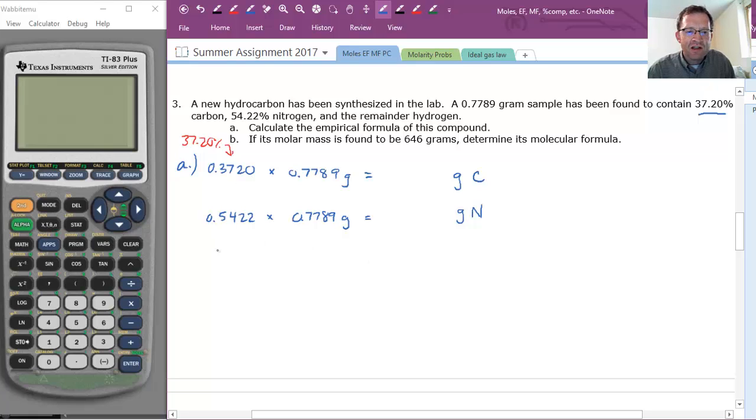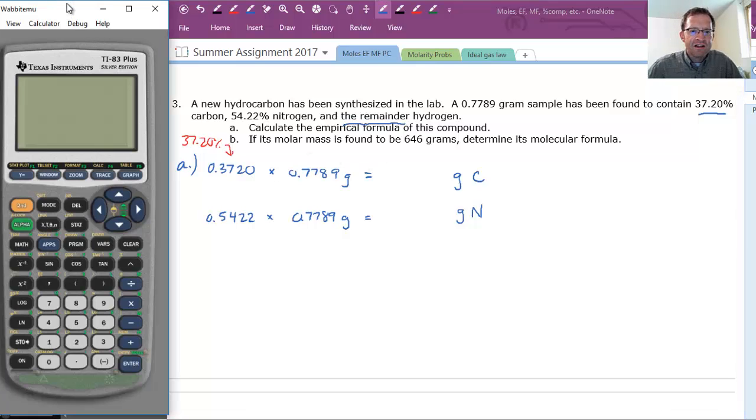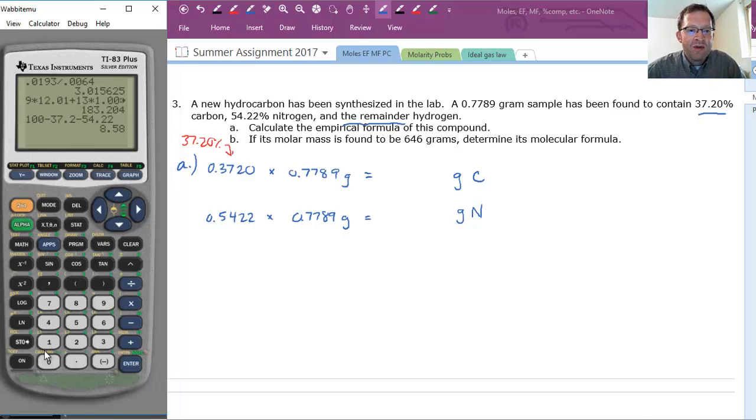And then the remaining percentage is the hydrogen. Now, how much is that? What is the remainder here? All right, well, let's quickly calculate that. I can take 100%. Oops, I think I might have shut off here. Yep, 100% minus 37.20% and minus 54.22%. And that'll tell me that the remaining 8.58% is my hydrogen mass.